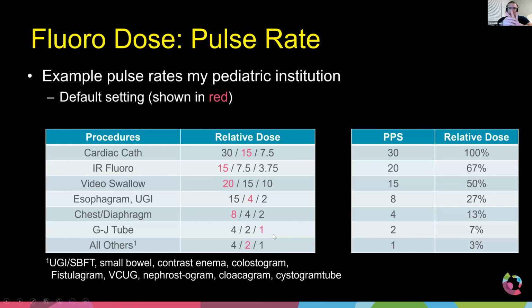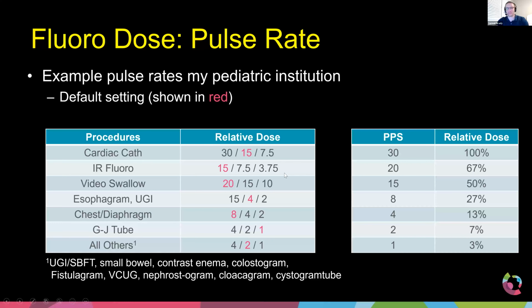So if the radiologist goes in there and they're trying to place this GJ tube and they're running into a little bit of problems, maybe they'll elect to go up to 2 pulses per second or even maybe 4 pulses per second. So all they have to do is push the next button up or the next button up. Now they have no choice. They can't go up to 8 or 20 or 15, because that's just not an option in that protocol. So there is a limitation.